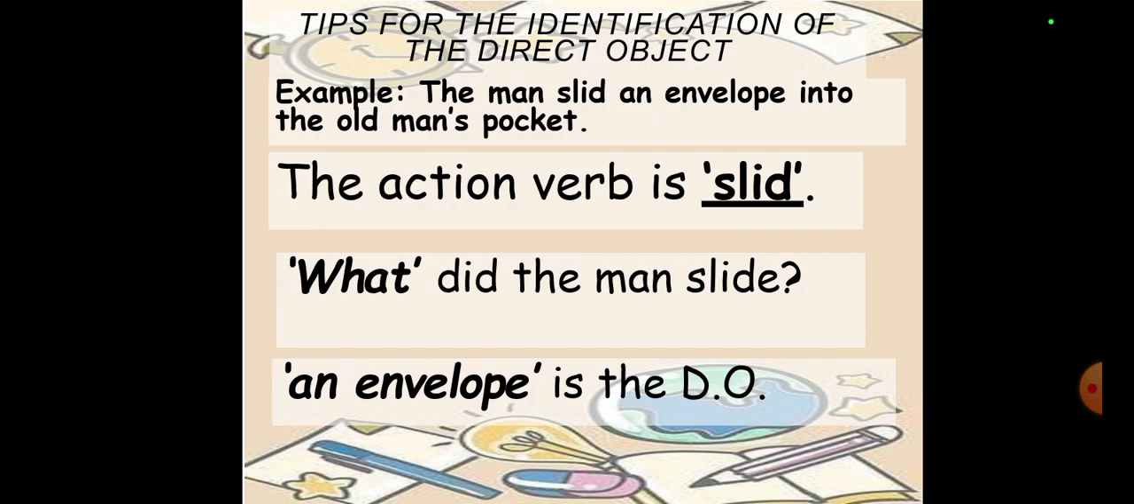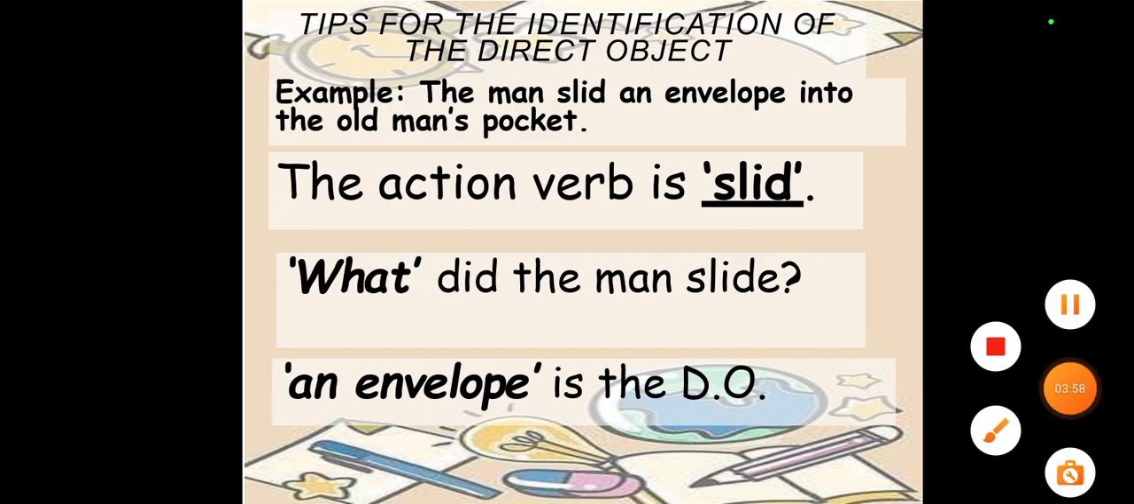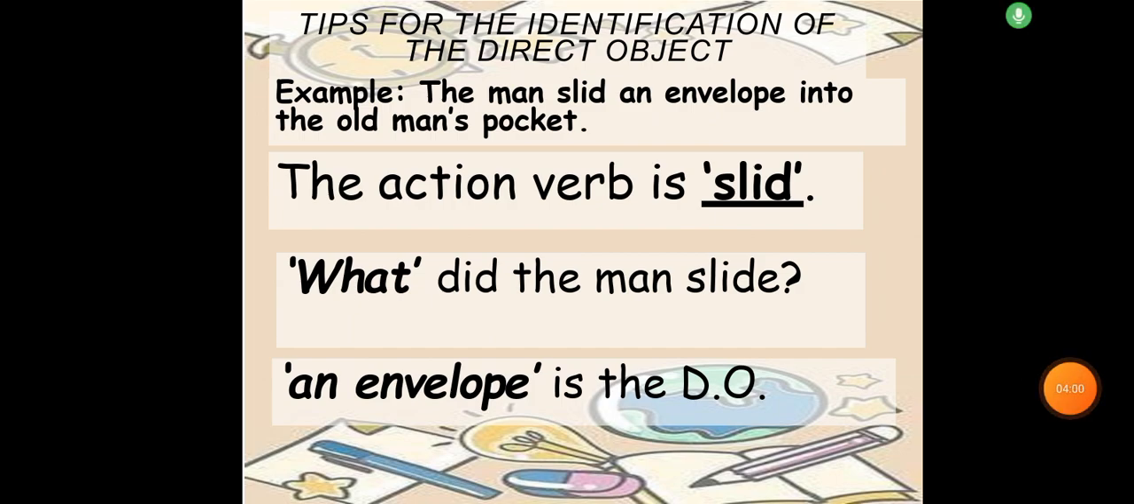Then again we have an example. The man slid an envelope into the old man's pocket. If you look at this sentence, what did the man slide into the old man's pocket? What did he slide? An envelope. So here an envelope is the direct object.